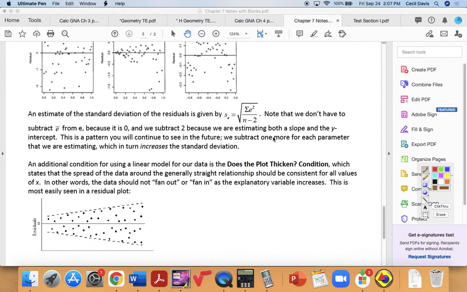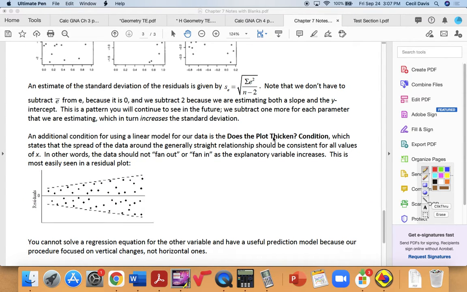Something that I haven't noticed in the homework needing very often is this. I get the feeling it's going to come up again sometime, but I just don't know when. The standard deviation of the residuals, S sub E, is the square root of the sum of E squared over n minus 2. And you're like, wait a minute. Why didn't we subtract 1 like we normally do for standard deviation? Well, it's because E bar is 0. And you're like, why is it n minus 2?